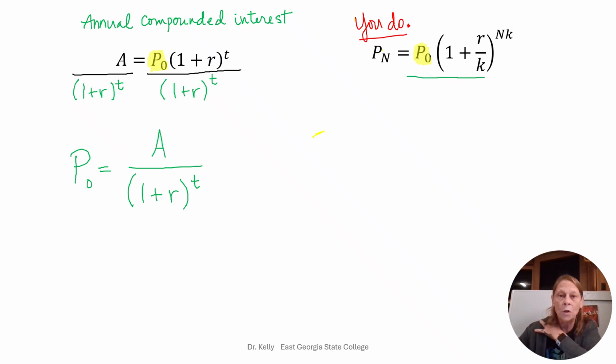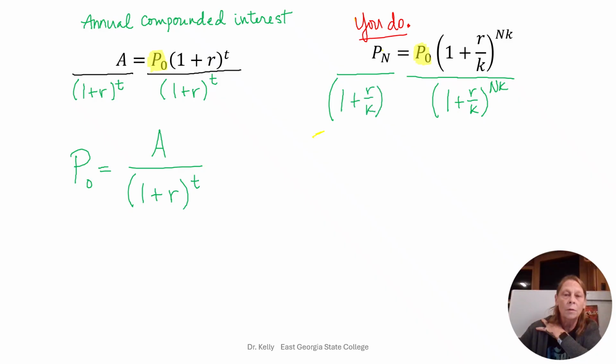All right, so here we're going to divide both sides by what is not marked out, what we don't need. And we don't need this 1 plus r over k to the nk power. We don't need that, so that's what we're going to put over here. And our final answer, I'm going to write it in a different color so it stands out. P naught is equal to P sub n over 1 plus r over k to the nk power.